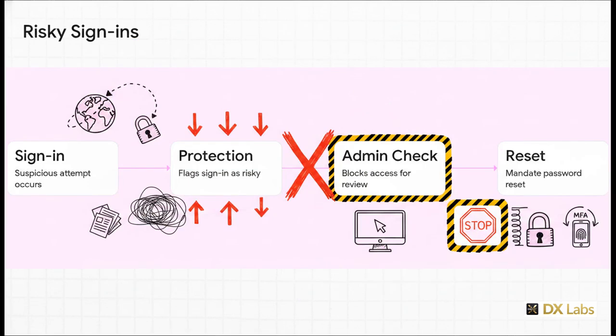A sign-in happens. Identity protection uses machine learning to flag it as risky. Maybe it's that impossible travel scenario we just mentioned, or maybe those credentials were leaked online somewhere. Admin control kicks in, temporarily blocking access. As the admin, you review the logs. If it's a true threat, your next step is to mandate a password reset and force an MFA challenge before that user can ever get back in.